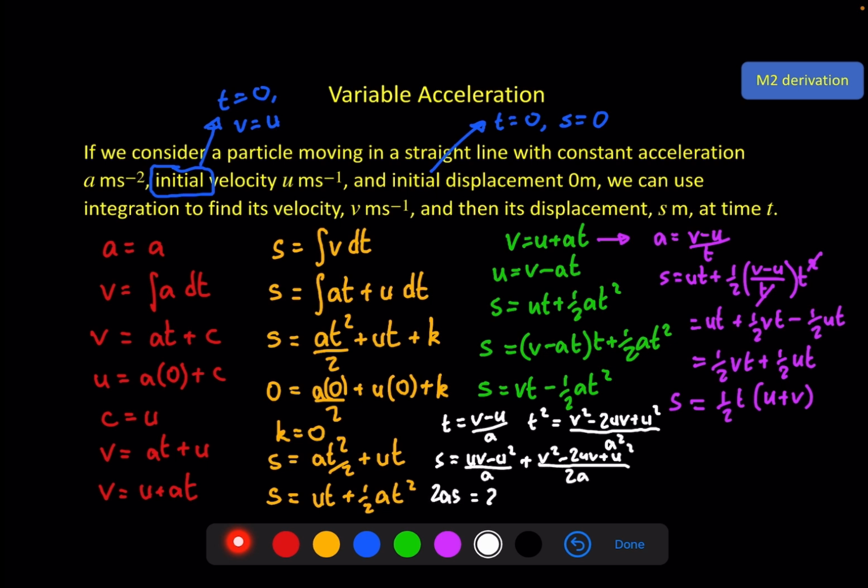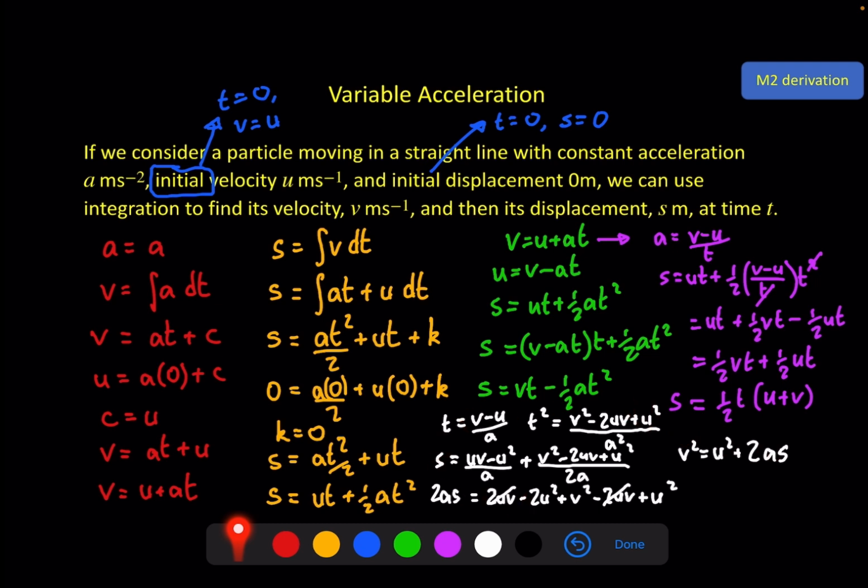2as is equal to 2uv minus 2u squared plus v squared minus 2uv plus u squared. You can see that this term cancels with this term. This one cancels one of these to make v squared minus u squared. We bring the u squared to the other side, and we get the final expression squeezed in the corner here. v squared is equal to u squared plus 2as, our fifth and final constant acceleration formula. Sorry, this one was squeezed in here a little bit to try and get them all onto one screen.